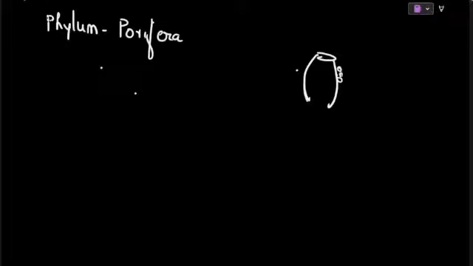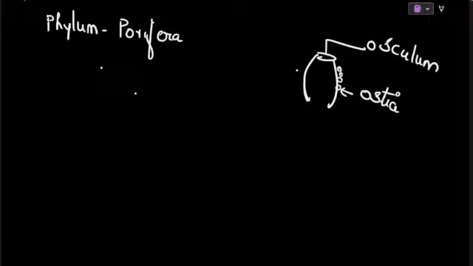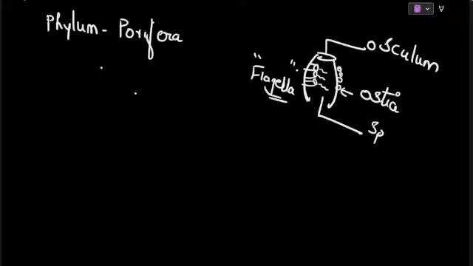They have minute pore-like openings, which are known as ostia. The major opening is known as osculum. They are lined by typical cells known as choanocytes. These are specialized cells due to the presence of flagella, correct? They have a central cavity, which is known as spongocoel. Is it clear?